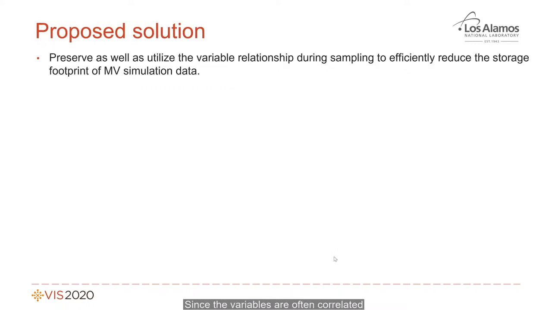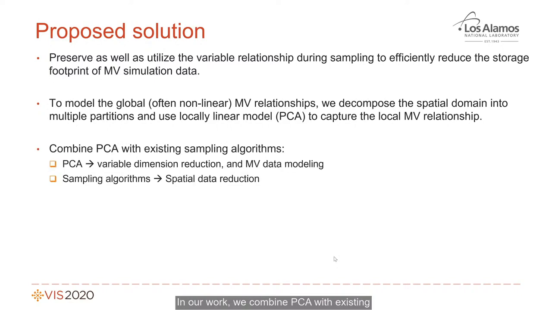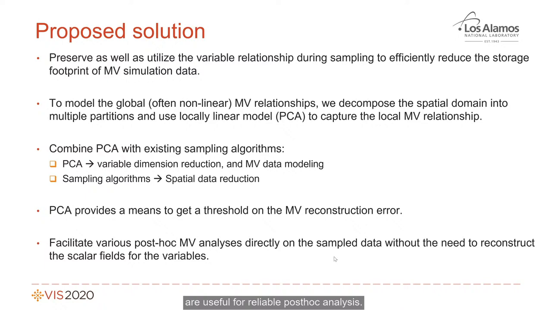Since the variables are often correlated, it may not even be necessary to store all the variables. Our proposed solution is to preserve and utilize these variable relationships during sampling. To capture the global multivariate relationship, we first decompose the spatial domain into smaller partitions and apply locally linear models like PCA. In our work, we combine PCA with existing sampling algorithms for univariate data. While PCA lets us model the local multivariate relationship and reduce the variable dimensions, sampling algorithms help reduce the spatial data resolution. PCA also offers multivariate reconstruction error thresholds, which are useful for reliable post-hoc analysis. We facilitate various multivariate analysis directly on the sample data, without having the need to reconstruct the full scalar fields for the variables.